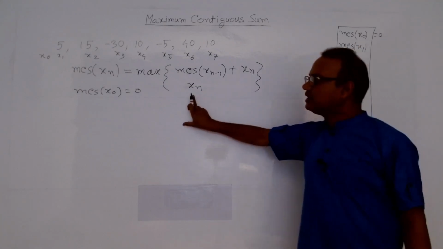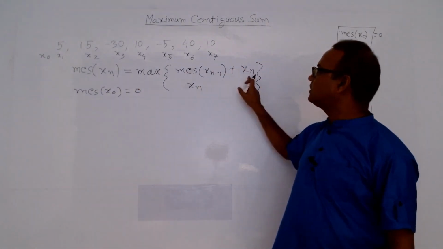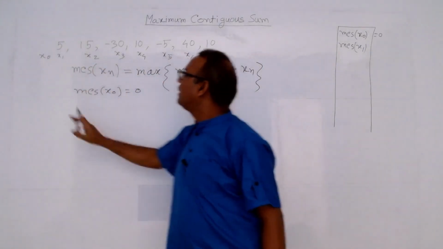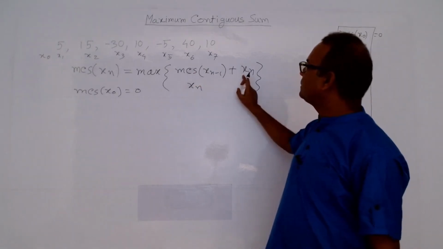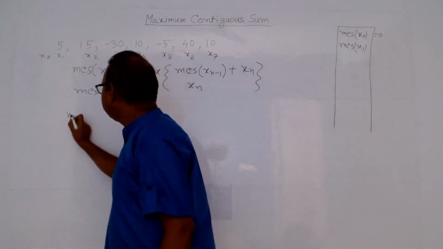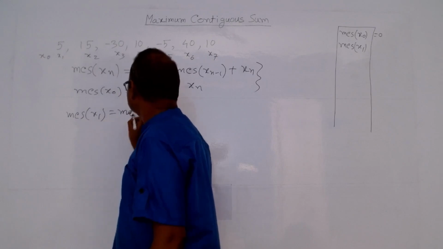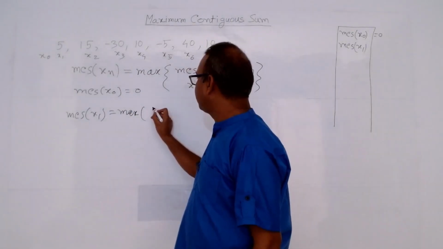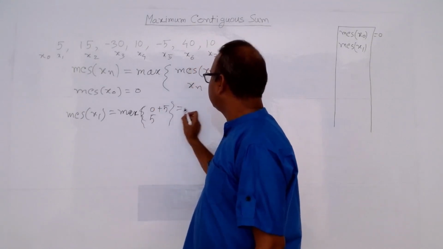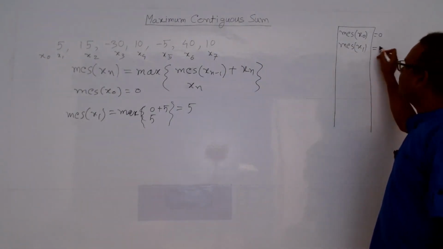Now go to this recursion. MCS x1 is MCS x0 plus x1, and x1. What is this x1? The x1 value is 5. MCS x0 is 0, so 0 plus 5 is 5, and here it is also 5. We can write MCS x1 equal to max of 0 plus 5 and 5, so it is going to be 5. So this value is 5.